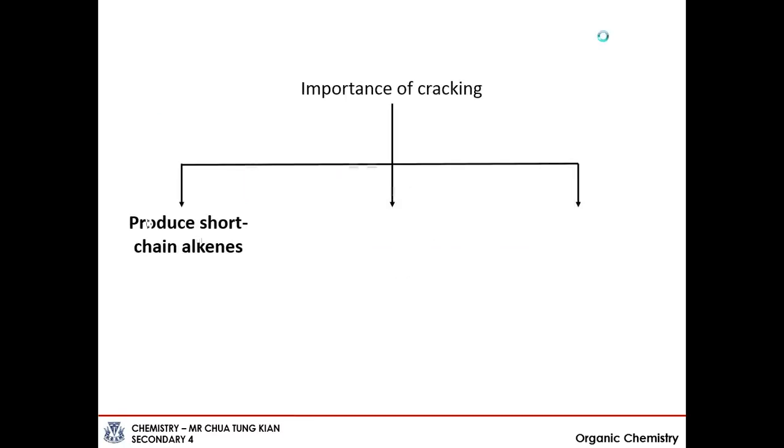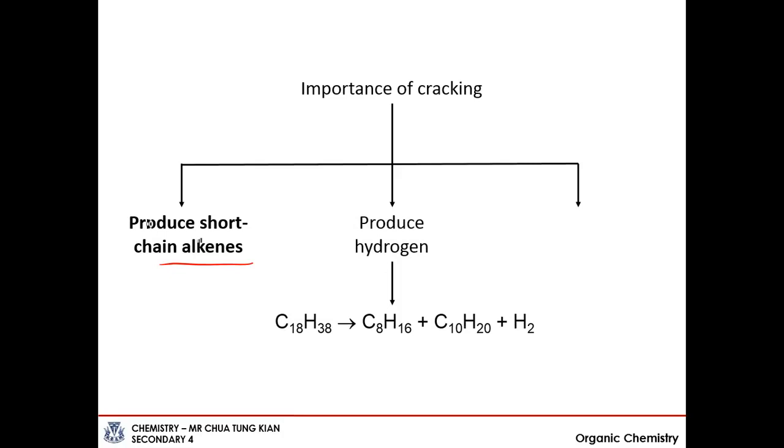So cracking produces our short chain alkenes, and at the same time it sometimes produces some hydrogen. One of the most important uses of cracking is to produce petrol, because when you do a refining of crude oil, the amount of petrol which comes out is actually very little.